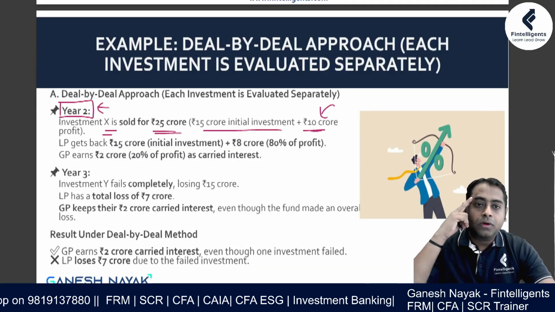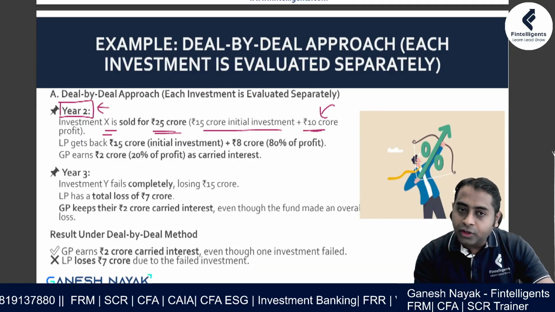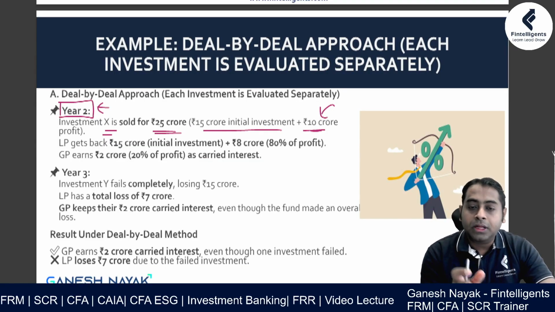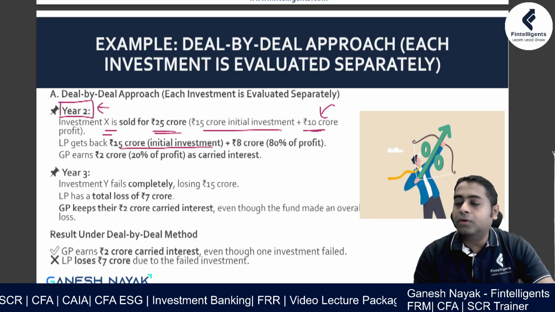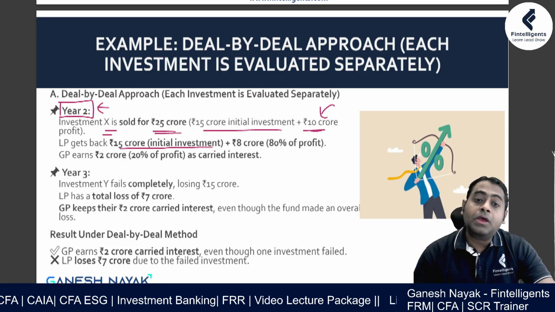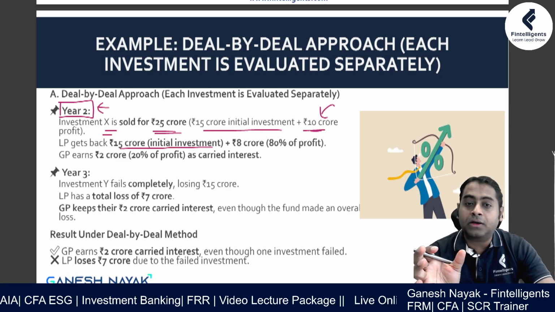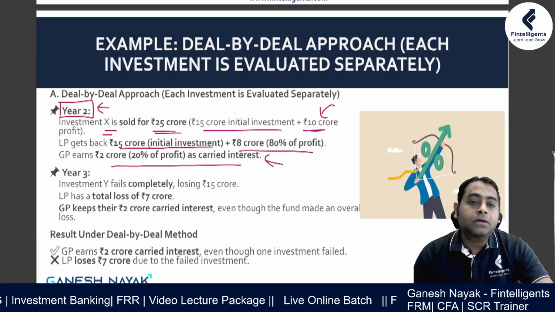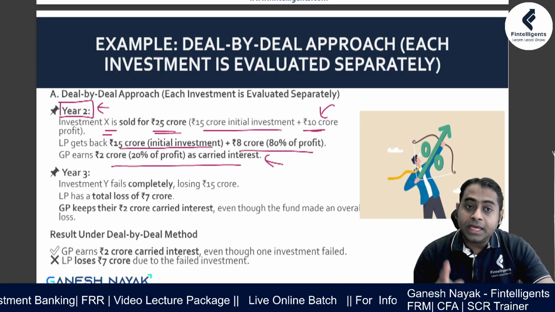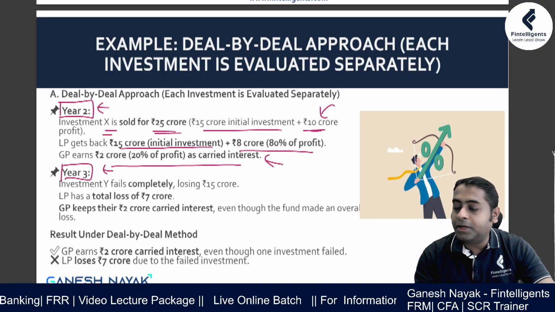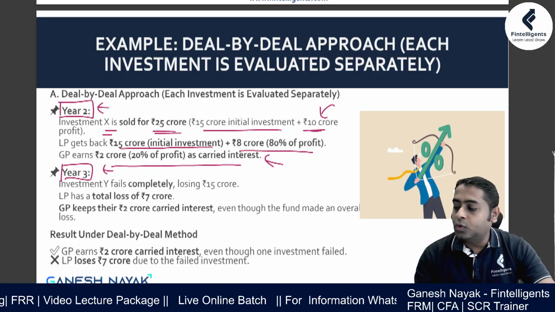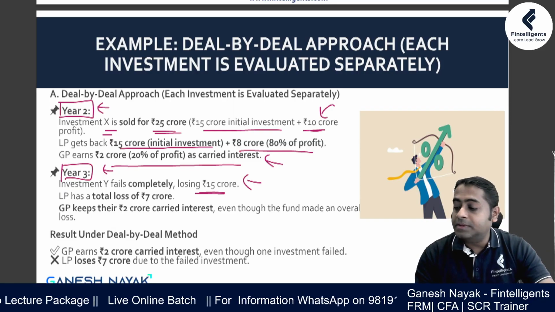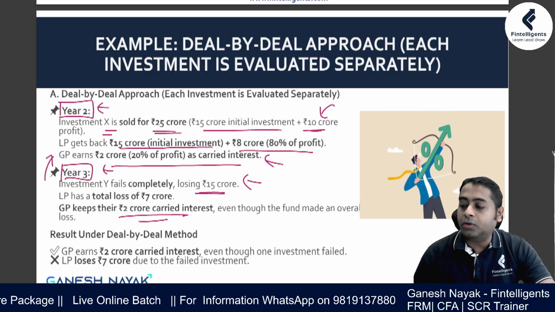Now when the investment is sold and you have received 25 crore, the first thing that you will have to do is repay the original amount, that is 15 crore. That is by default going to go to the LP. Now the question is, how will the split happen on that extra 10 crore? 8 crore will go to the LP and 2 crore will go to your GP. In the third year, there was one more investment, but it lost money, losing 15 crores. The GP keeps their 2 crore.